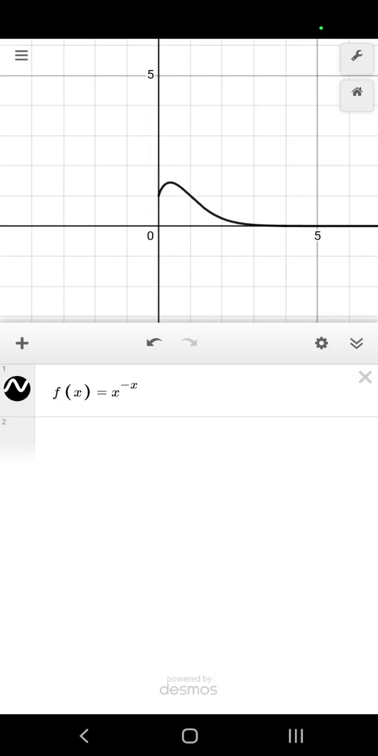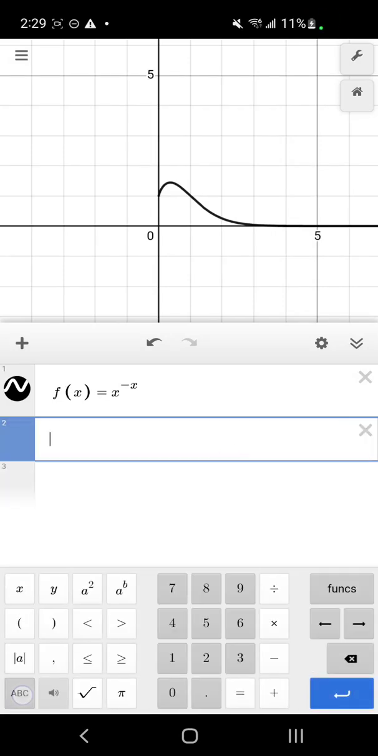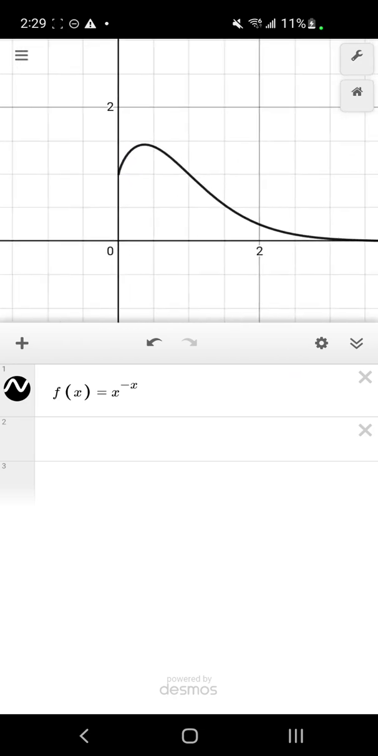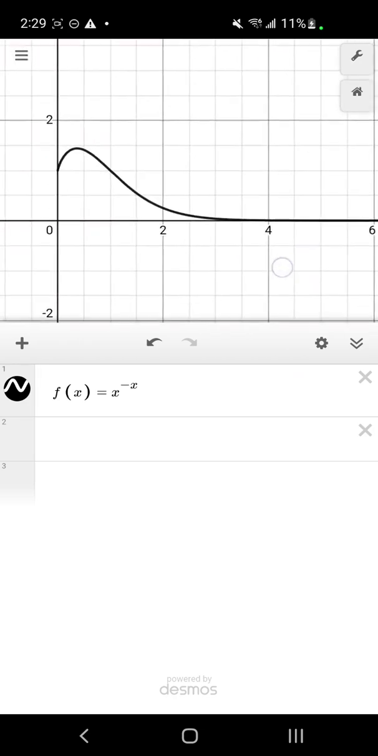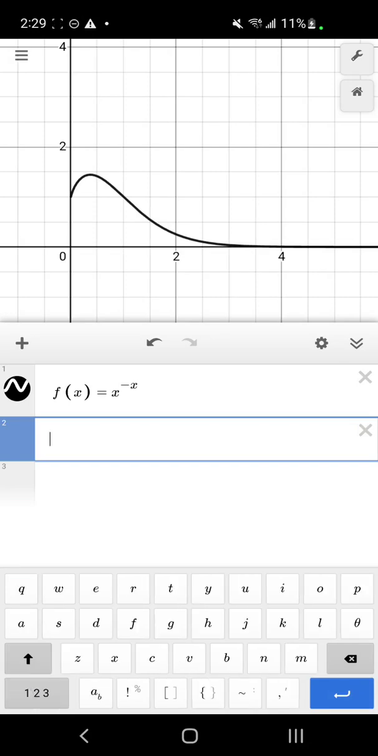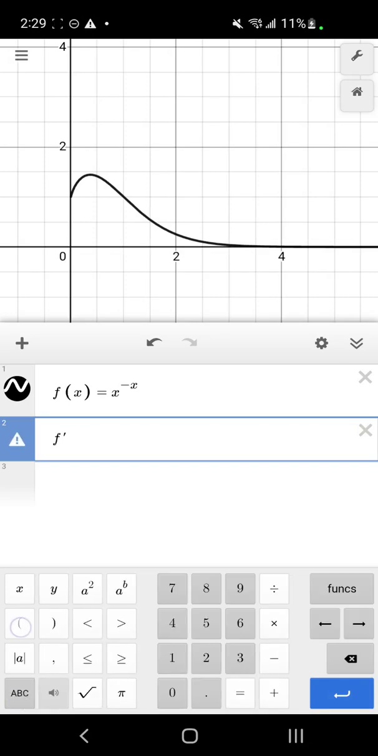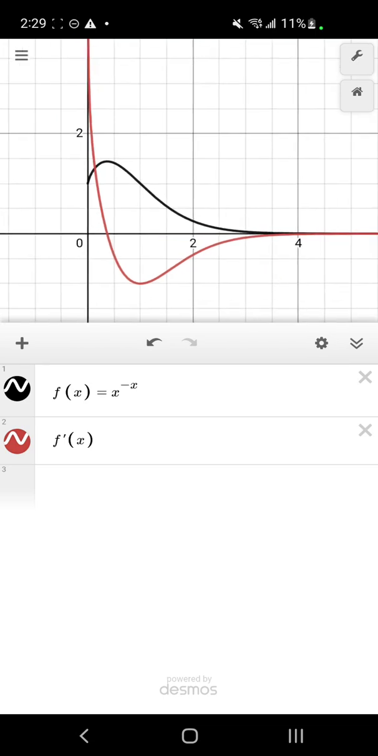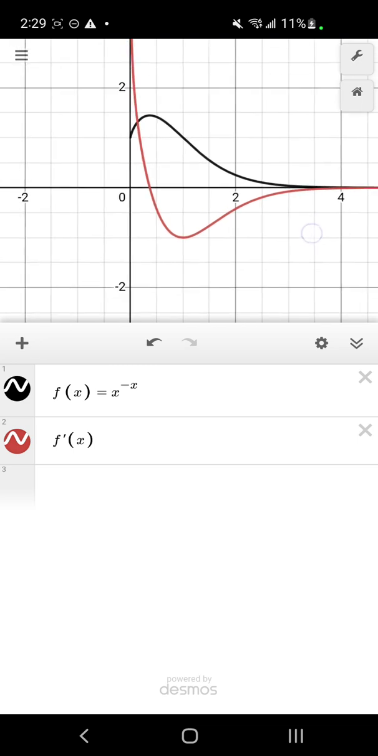I discovered something really weird. If we get this function f of x equals x to the power of minus x, you can see there's a bump at the start and then it goes down to 0. But if you take the derivative, you can see a very similar function, but the bump is a little bit further to the right and it's also negative.